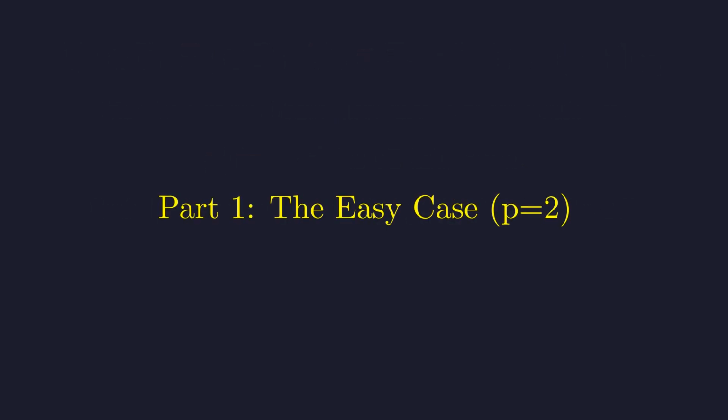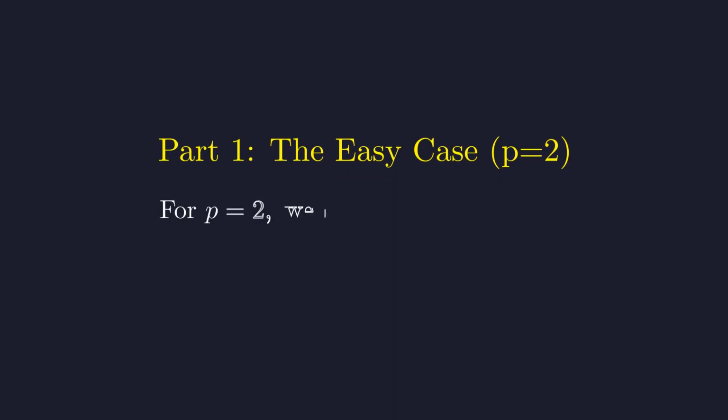Before tackling the general problem, let's solve the simplest case, when p equals 2. This will give us some intuition. When p is 2, we need to find a prime q where n squared is never congruent to 2. In other words, 2 should not be a perfect square modulo q.